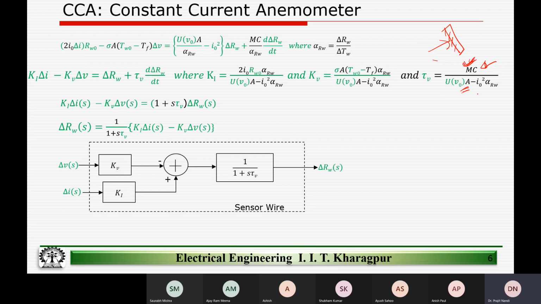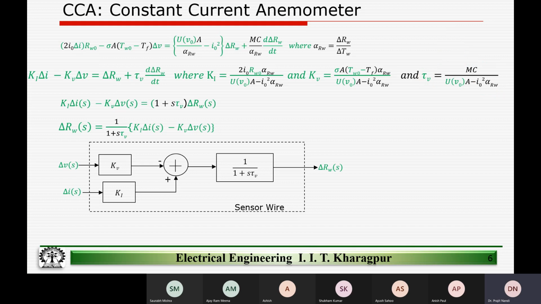And then of course we see that it is dependent on I0 square and alpha Rw, right? So what do we want? The choice of these also is going to impact the total tau v that you will end up getting.